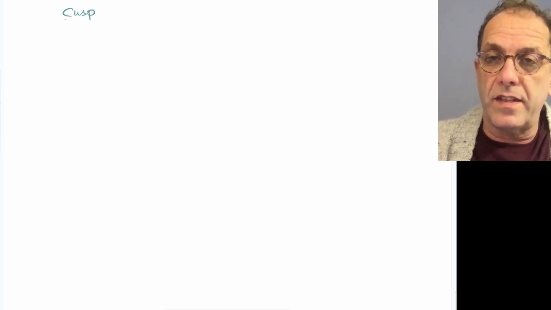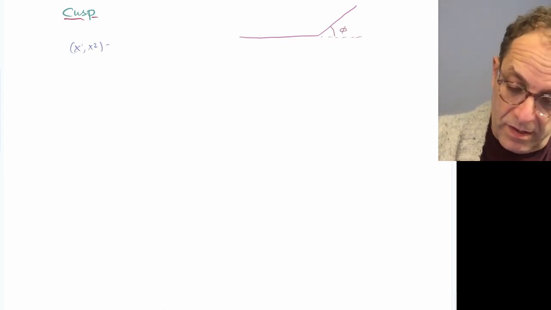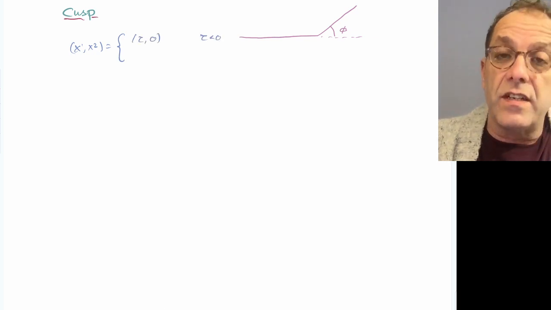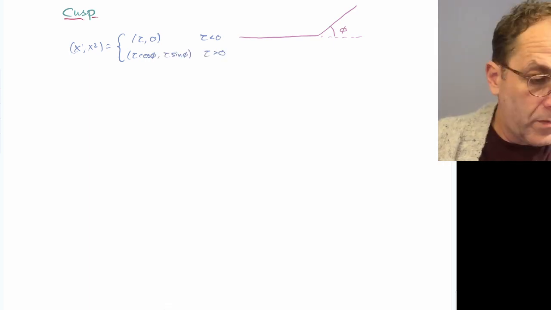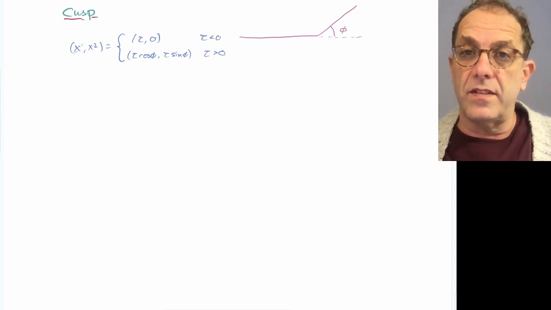The third example is very close to my heart, and that's the cusp. Here we parameterize the first ray coming from the left to the origin for tau less than 0. Then we have the second ray going from the origin at an angle phi. That will be for positive tau. Note that phi here is a constant.